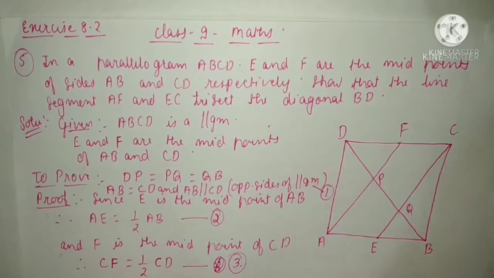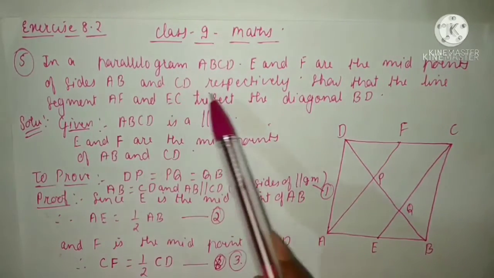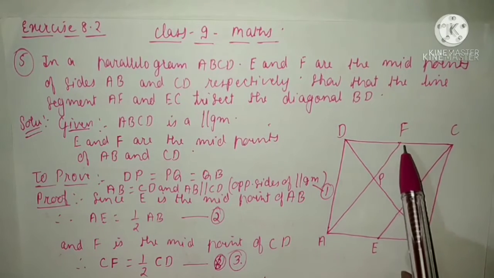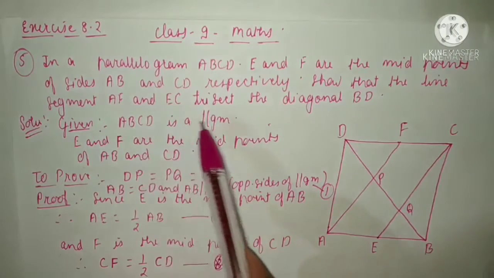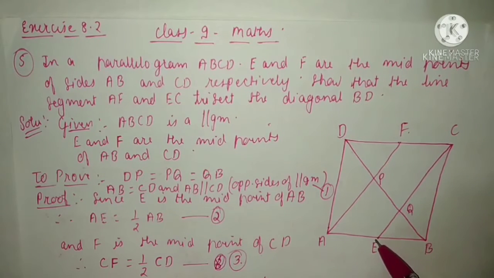Now see the fifth question. In a parallelogram ABCD, E and F are the midpoints of side AB and CD respectively. This E is the midpoint of this side and F is the midpoint of this side. Show that the line segments AF and EC trisect the diagonal BD. Now we have to show that this line segment AF and this EC trisect this diagonal BD. Trisect means they divide this diagonal into three equal parts.